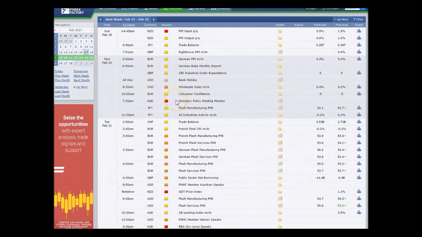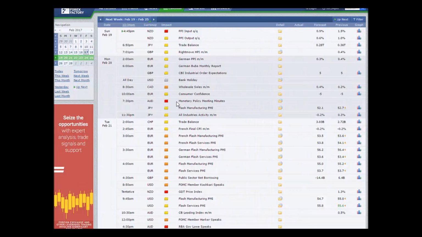Now let's go to Monday. We don't have any major news until 7:30 p.m. In Australia we have monetary policy meeting minutes, and that will tell us what they decided at the last meeting. Basically you're looking for language that's hawkish, saying they're going to tighten or normalize rates, raise interest rates. That's good for the currency, causes it to go up. And if they say, hey, we're not going to raise rates and our economy is weak, then the Aussie could fall. Or maybe they use words like accommodative, and that could cause the Aussie to fall, okay?